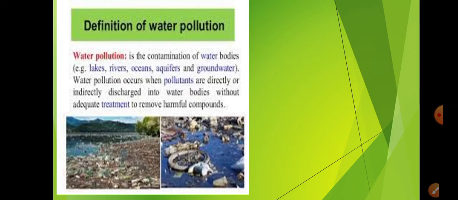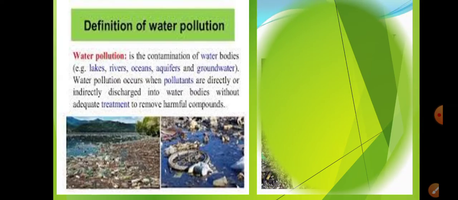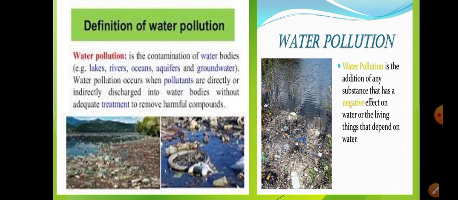They are either indirectly or directly discharged into the water bodies, and there is no adequate treatment for it. Adequate treatment means there is no proper facility to make these pollutants less harmful for the water body. In such cases we term it as the cause of water pollution. So it is the addition of any substance having a negative effect on the water or the living things that depend on the water. From the picture itself, you can understand what water pollution is, right?